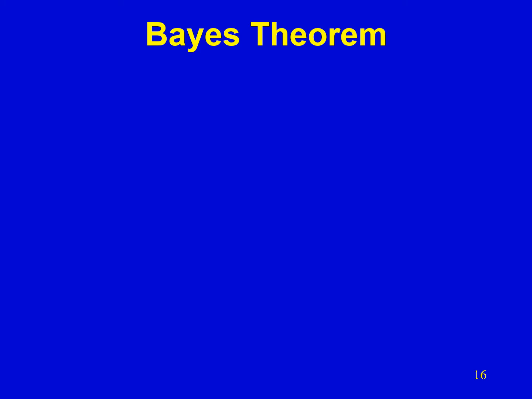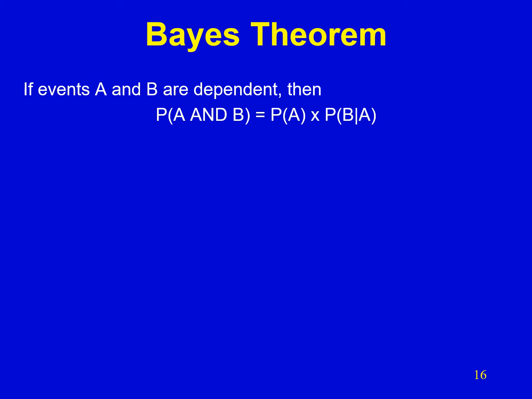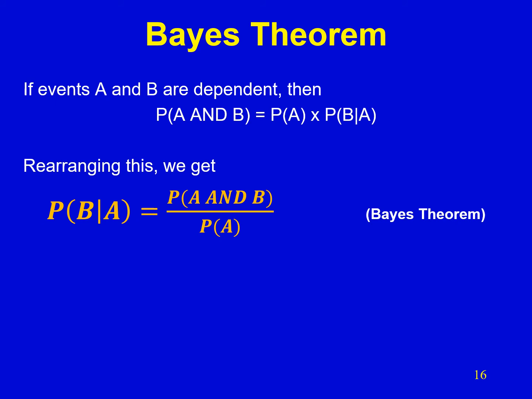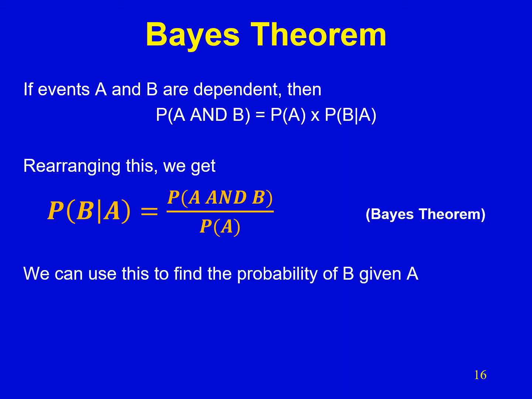Finally, we're going to look at a formula called Bayes' theorem. Now we had a formula earlier. If events A and B are dependent, then the probability of A and B equals the probability of A multiplied by the probability of B given A. If we rearrange this, we get the probability of B given A equals the probability of A and B divided by the probability of A. This is called Bayes' theorem. And we can use this to find the probability of B given A.